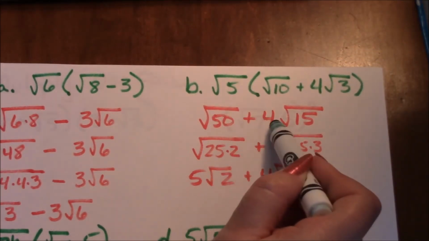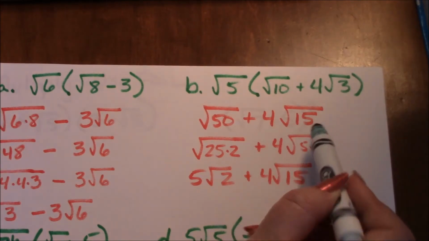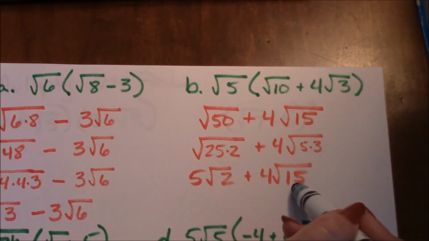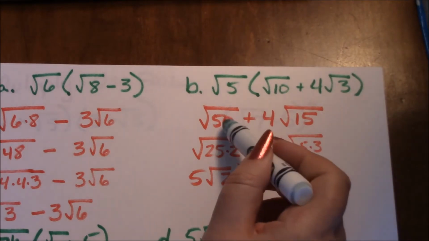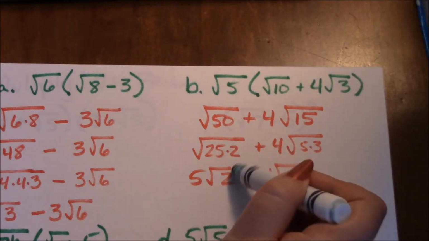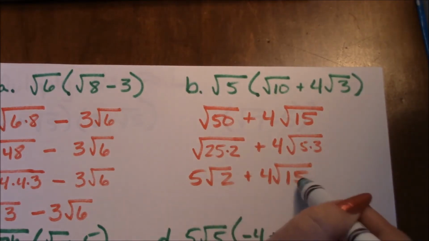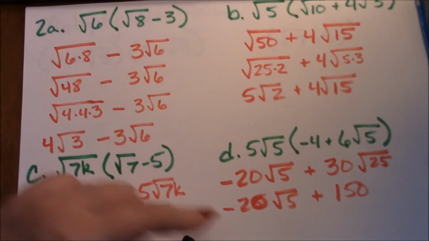Root 50 over here and 4 root 15 here. 5 and 3 doesn't change anything, so this stays 4 root 15. 50 is 25 times 2, so we take that 5 out, and we don't have similar roots, so we stop.